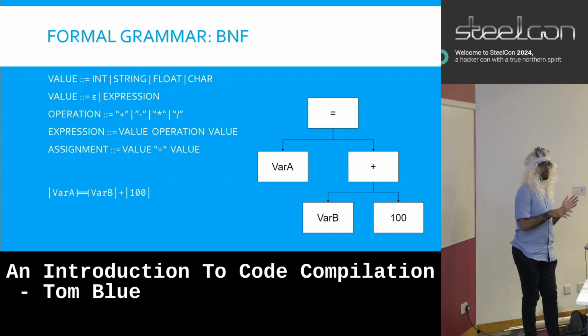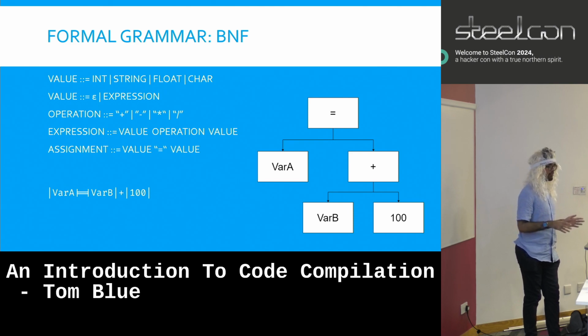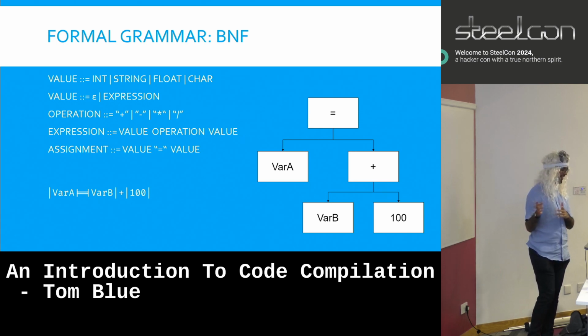So the first formal grammar I showed was a simplified version to try and make it look less intimidating, because these symbols do look scary. The epsilon in value, by the way, just means nothing. So value equals epsilon pipe expression is just nothing or an expression.